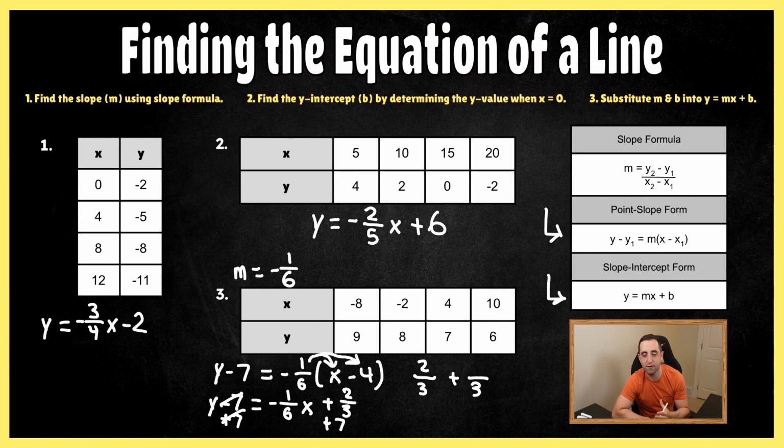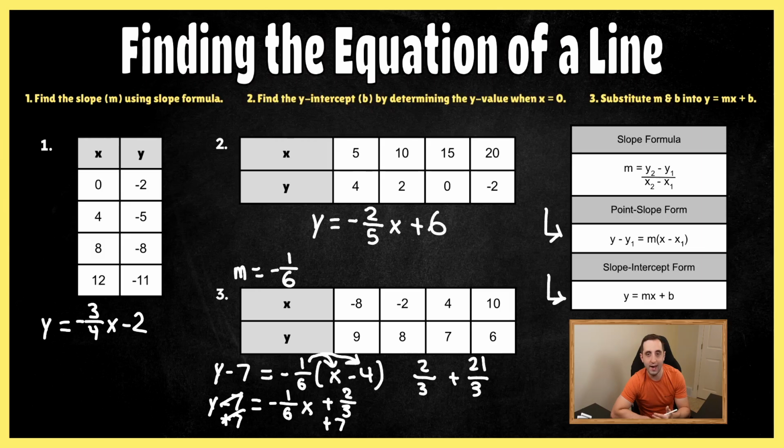But how can I make this fraction equal 7? I don't want to change the value of it at all. So you have to think about what number divided by 3 is going to give you 7 back. And you should be thinking about the number 21. 21 divided by 3 gives you 7. And now we can go ahead and add these fractions.